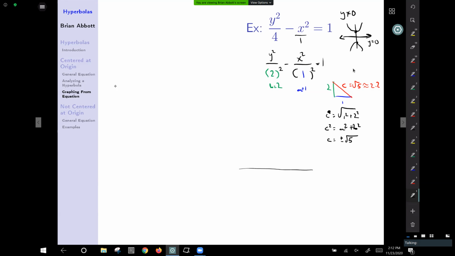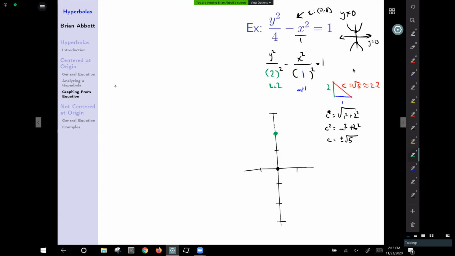Give yourself an x and y axis, and make them fairly large. 1, 1, 1 in the x direction, do a little better than that. And then 1, 2, 3 in the y direction. That should give us plenty of room. So now our b value. b is go vertical 2 from our center at the origin, because again, we're in the format. We know that our center is 0, 0.